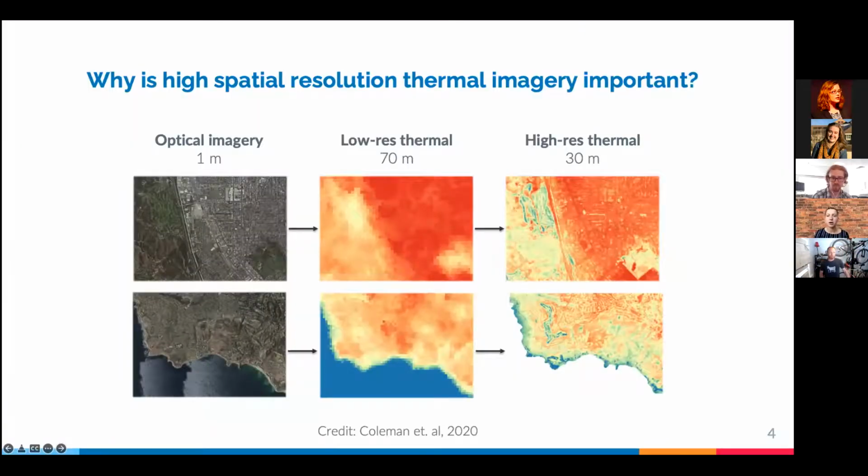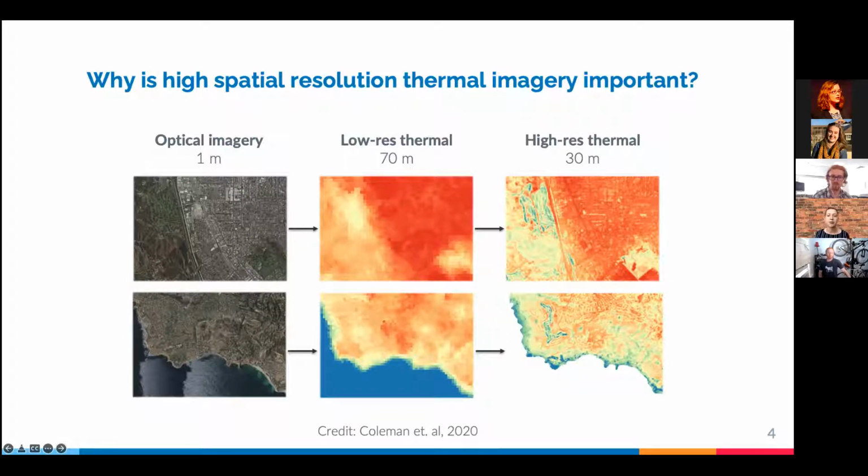So first, for the background, I wanted to talk about why high spatial resolution thermal imagery is important. Although the native 70-meter resolution of current satellite thermal imagery from ecostress is sufficient for studies of large agricultural regions, it does not have a high enough spatial resolution to be fully effective in cities.